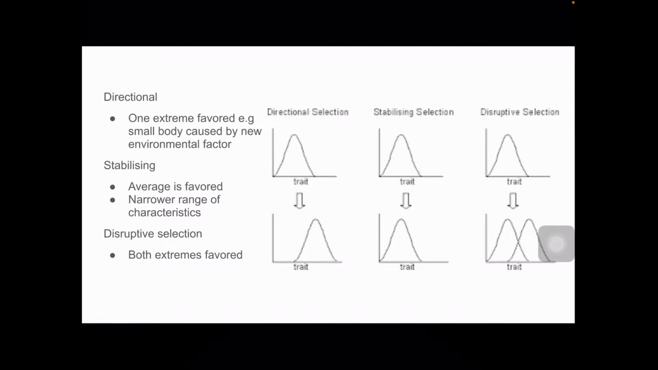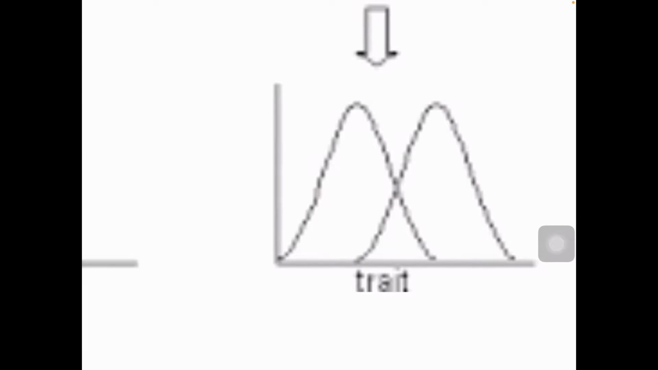And the last one, disruptive selection, is when both the extremes are favored. So in the case of body size, it's when the small body size and large body size are favored, so the average dies out, forming this curve right here.